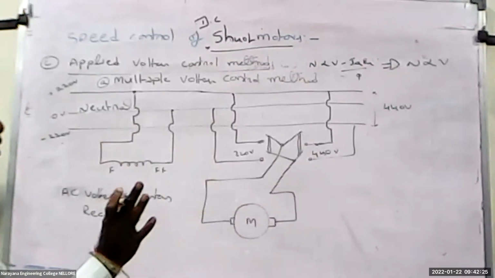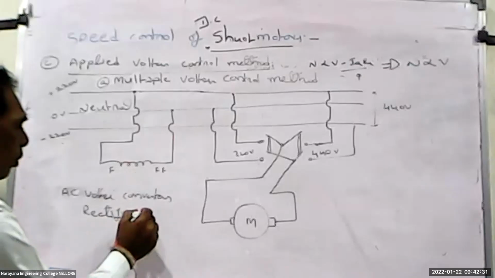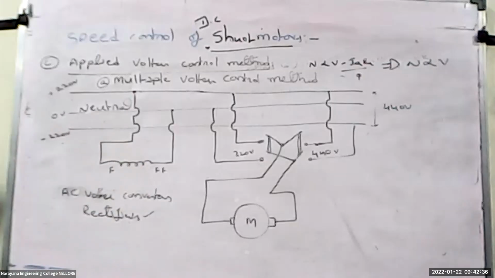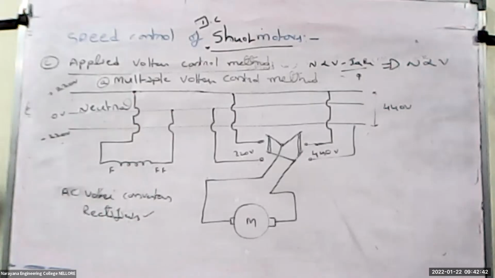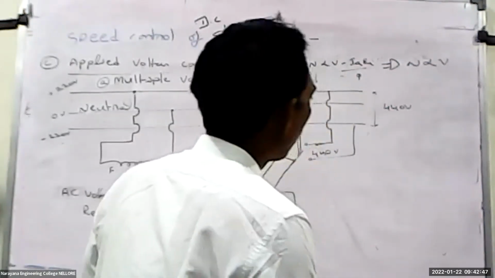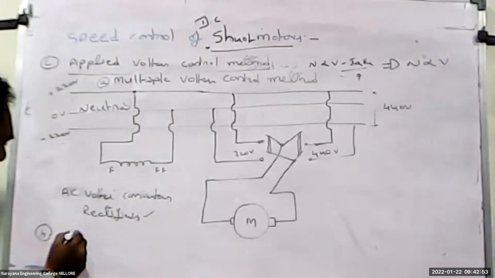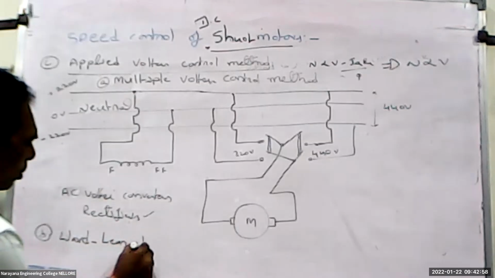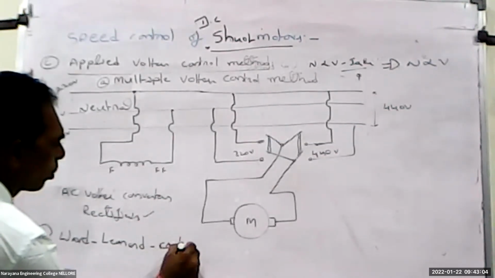So if you want to control the voltage, that was the previous older version. Now to control the voltage we are using rectifiers, even though it is a costly one. This is one method. This method is called the multiple voltage control method. Now another method is also there, that is called the Ward-Leonard armature control method. Ward-Leonard control method.